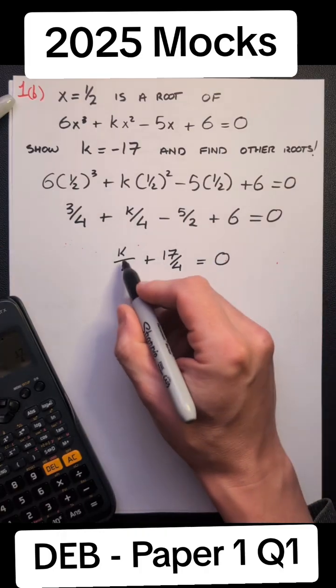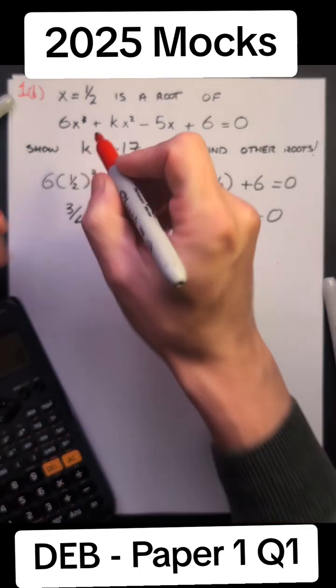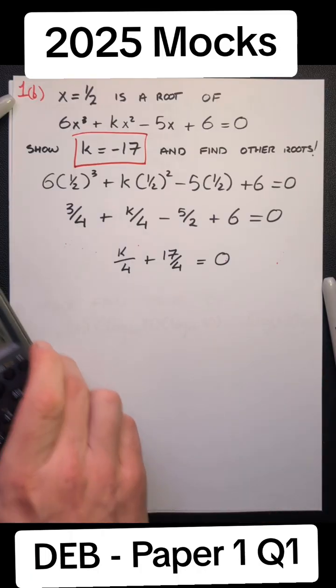Well, it should be obvious then that k is minus 17, so I'm happy with that. So we're happy we've showed k is equal to minus 17. You can keep going from there if you want. Now to find the two other roots.